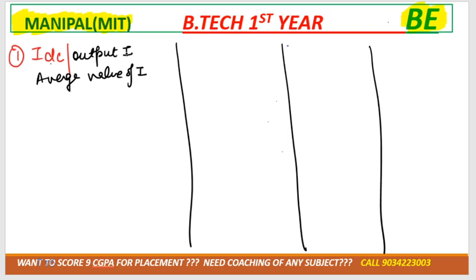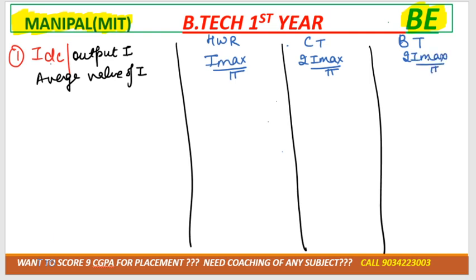You have to find IDC, the output current, the average current. This one is for half wave rectifier. This is for center tap. This is for bridge type. So for the half wave rectifier, what would be the formula? I max by pi. For center tap, 2 I max by pi, and for bridge type, again 2 I max by pi.